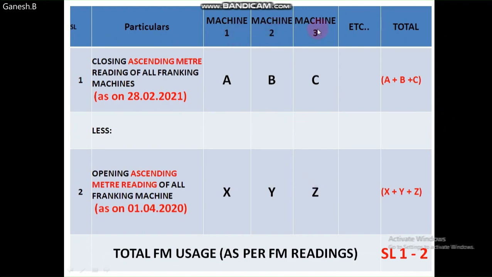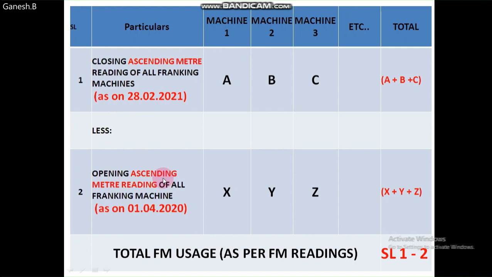So machine 1, machine 2, machine 3. We took the figure for machine 1 ascending meter reading as on 28/2/2021. Similarly, we took the figure for machine 2 and machine 3. We have summed up all these figures to get the closing ascending meter reading as on 28/2/2021. Then we are going to deduct the opening ascending meter reading of all machines as on 1/4/2020. That is the opening reading.